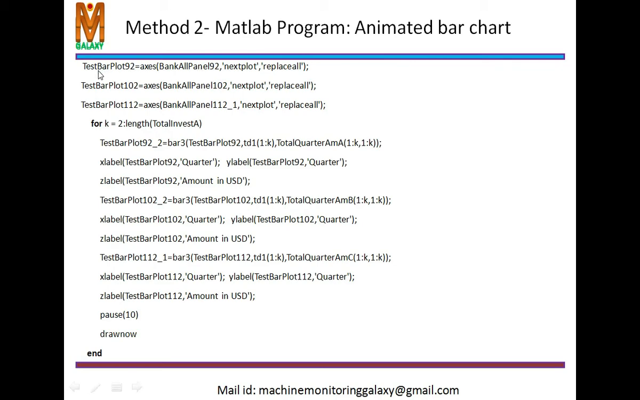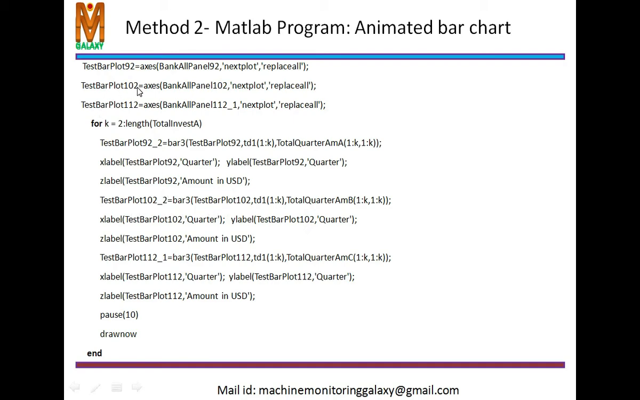Now coming to the animated bar chart, we have to define the axis just before the for loop. So these are the different axes. The first axis will be only on the panel of page 9, the second will be on page 10, and the third will be on page 11. This is similar to our course 3 that we have discussed, where we have a bar3 function, and XLabel, YLabel and ZLabel will be defined for each and every page or panel, because the panels are now different.